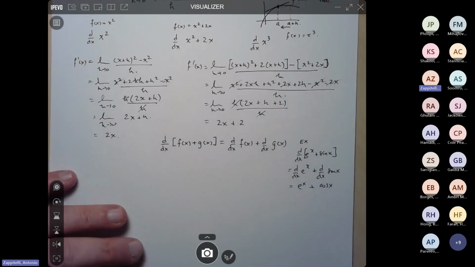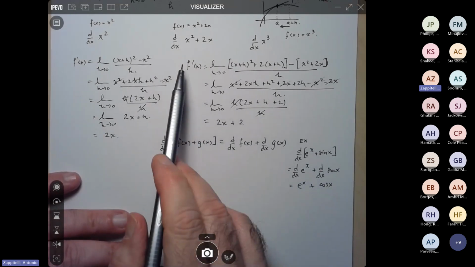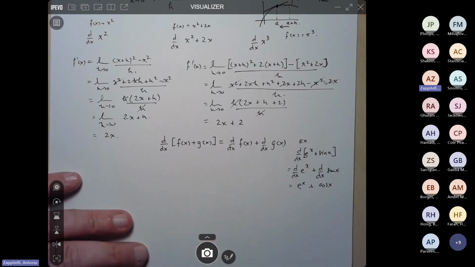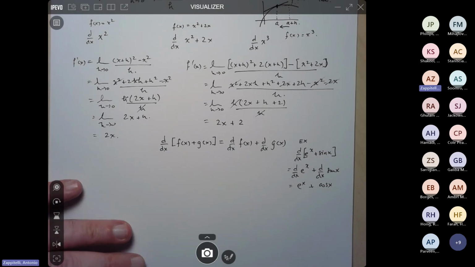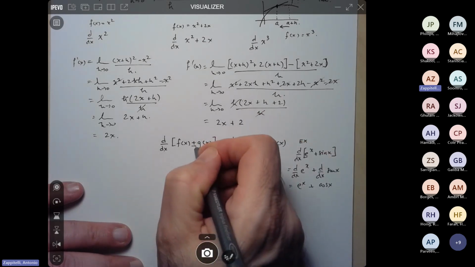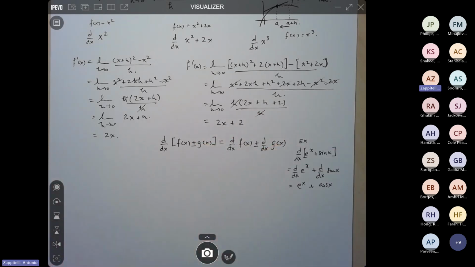Now, can you sort of see that it likely would have been a very similar scenario if I had a difference? It would look very similar if I had a difference. So here we can add to this rule. There you go. Okay.